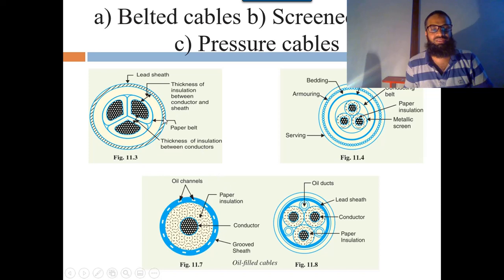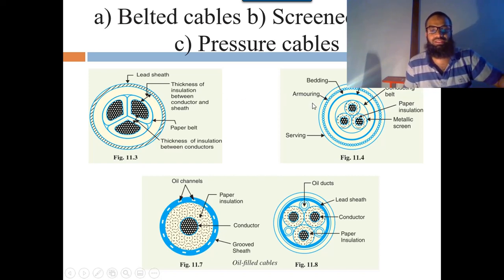If you see the structure of these three cables, this is a belted cable. Because the voltage level is low, the metal and the protection are lesser. You see that these are the conductors, and then there is a paper belt which encapsulates these conductors, and this is the thickness of the insulation between the conductors. The final sheath is made up of lead.